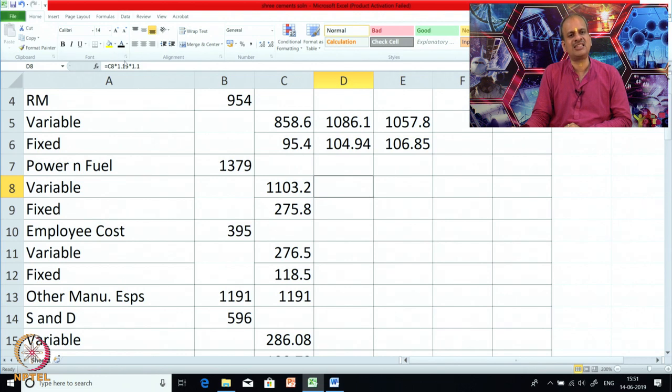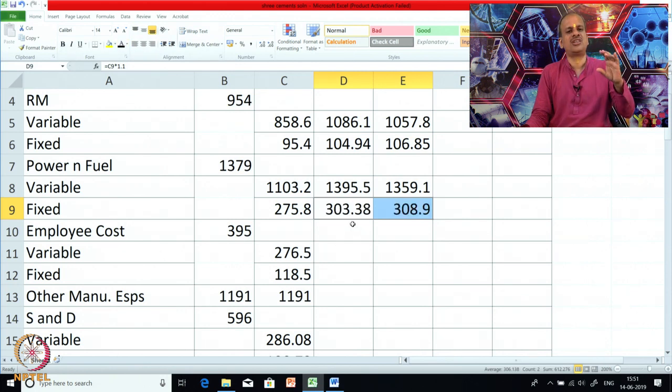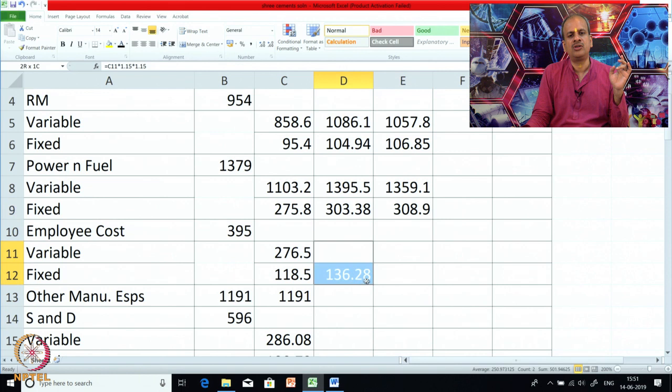Now in the interest of time, I'll just go little faster. Now power and fuel, it is increased by 50, variable, so it is increased by 15% and 11% and 10%, that is 1.15, 1.10. But for pessimistic calculation, we will take 1.1 and 1.12. For fixed cost, fixed cost changes only because of change in the cost, nothing to do with volume. So it increases by either 10% or 12%. Okay, so into 1.1 and in case of pessimistic into 1.12. Are you getting me? Please apply the same ratio for next one, employee cost.